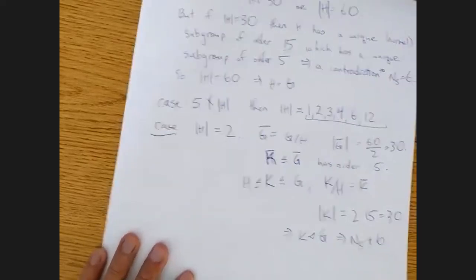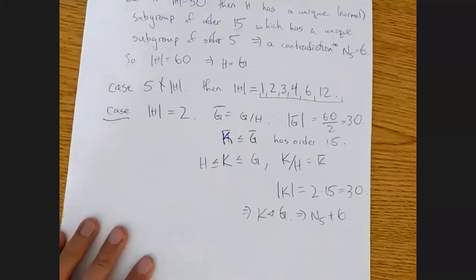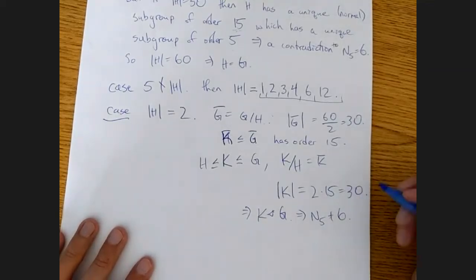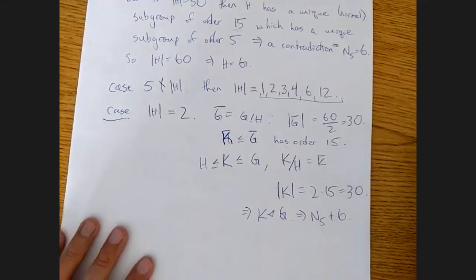Oh, can I move it to the left? Sorry about that. Yes, I will. Okay. We already saw how you can't have any subgroups of order 30 in this situation. We found one of order 30.